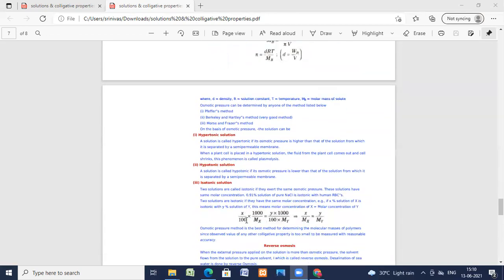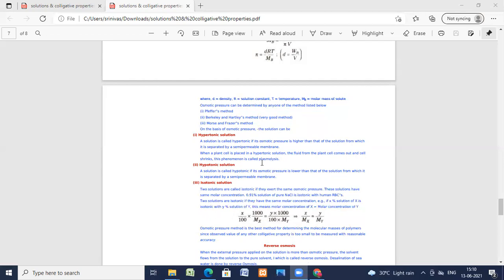Now, different types of solutions. Hypertonic solution: the solution is called hypertonic if its osmotic pressure is higher than that of the solution from which it is separated by a semi-permeable membrane. Its concentration is more, and its osmotic pressure is more than that of the solution from which we are separating. See, when plant cells are placed in a hypertonic solution, fluid from the plant cell comes out, the cell gets strained, and that is plasmolysis.